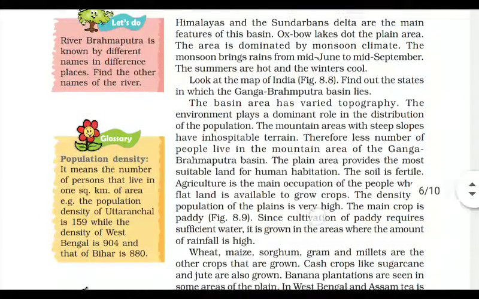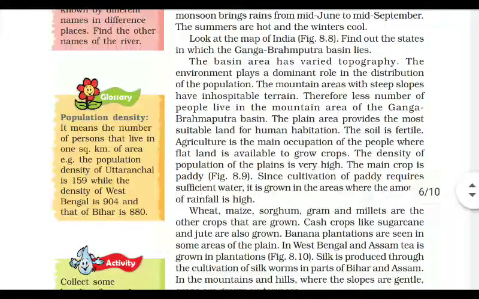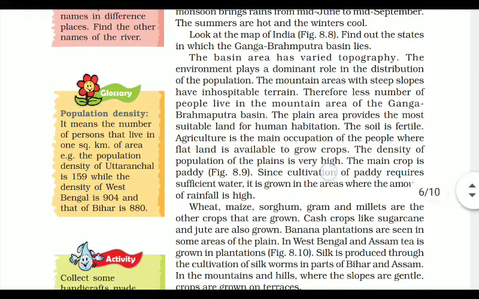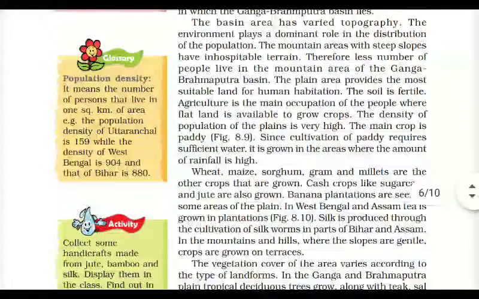All right, the basin area has a varied topography. The environment plays a dominant role in the distribution of the population. Obviously, where life is easy people like to live, where life is tough, people don't want to be there. So the mountain areas with steep slopes have inhospitable terrain. Therefore fewer people live in the mountain area of the Ganga and Brahmaputra basin.